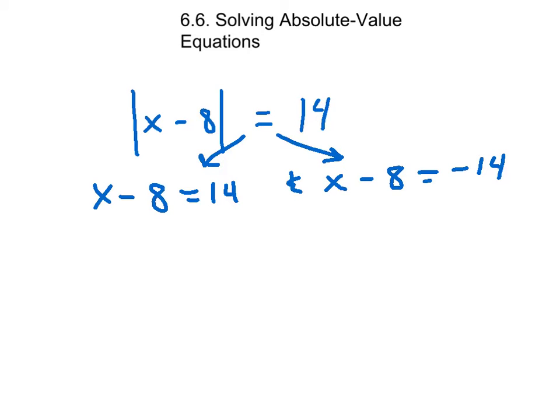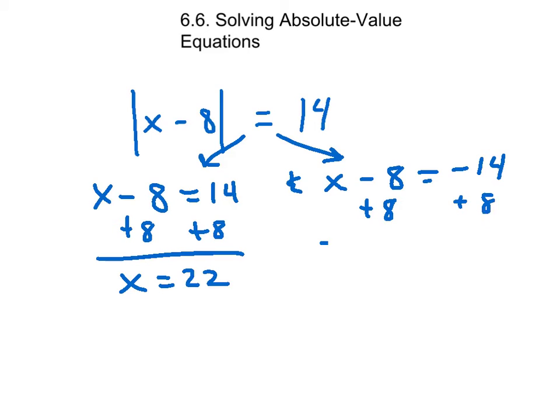So when we solve it, you'll add 8 on this side and add 8 over here. You get a value of x equaling 22. And on the right, when we add 8 to this side and we add 8 to this side, you're going to get a value of x equaling, looks like, negative 6. So what we're saying is that x could be both 22 and negative 6.